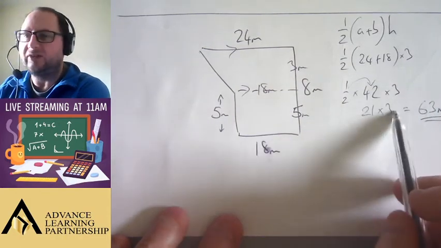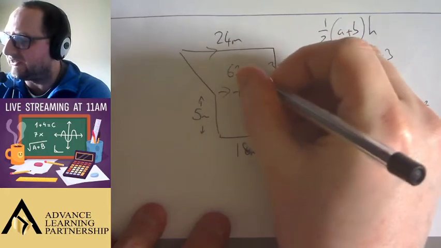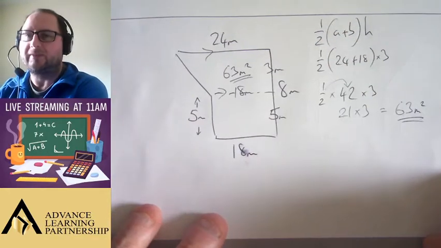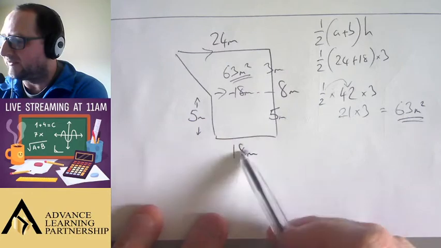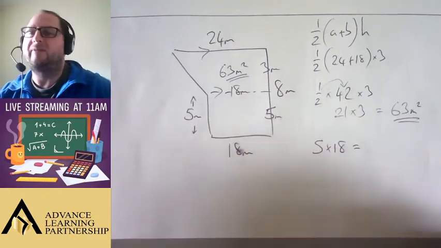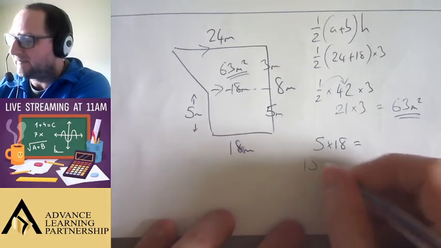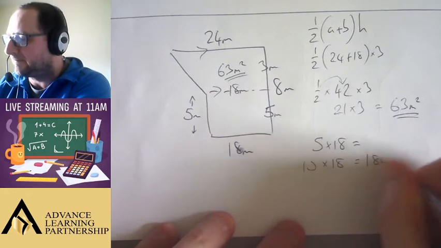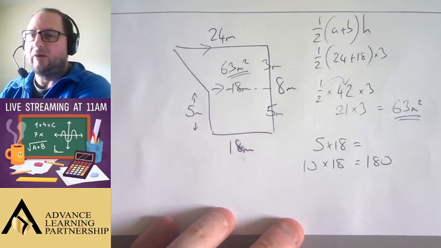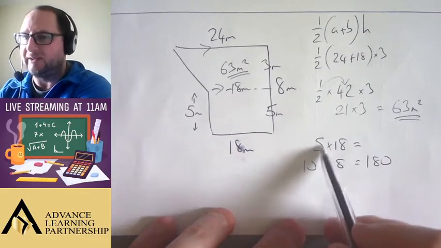So 3 20s and 3 1s, of course. So this section here is 63 meters squared. The rectangle at the bottom is 5 18s. Now whenever I multiply by 5 with a number like this, I don't multiply by 5, I won't lie. I multiply by 10. Because I know 10 of a number is double what 5 of a number is, because I'm effectively doubling this here.